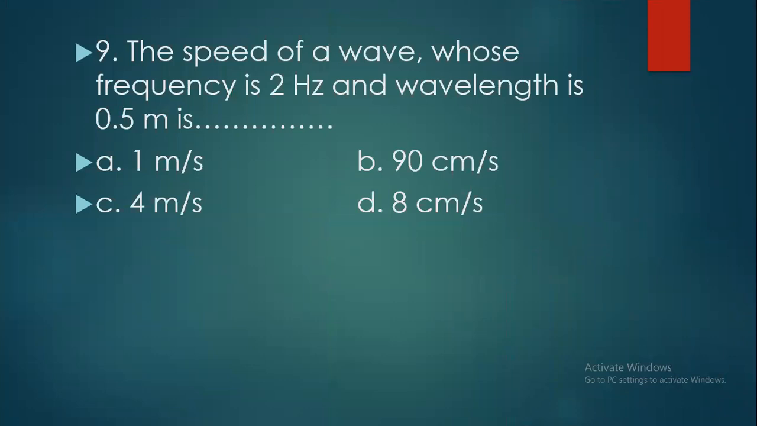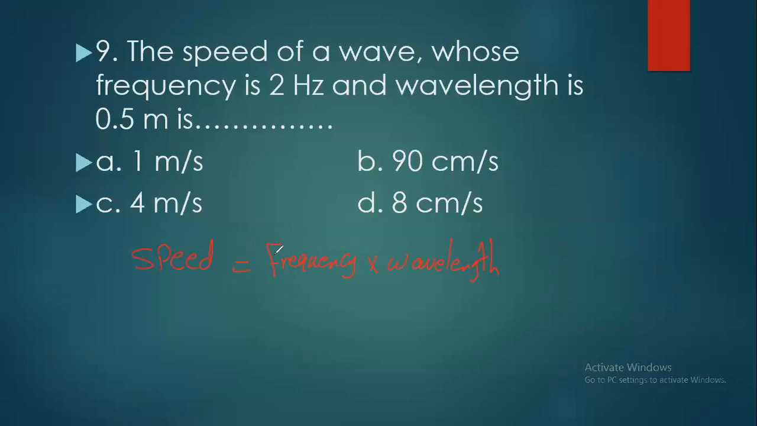So question number 9 says the speed of a wave whose frequency is 2 hertz and wavelength is 0.5 meters is, right? So again, a quick review for the speed of waves, right? The formula for speed of waves is that the speed of a wave is equal to frequency times wavelength, simply.